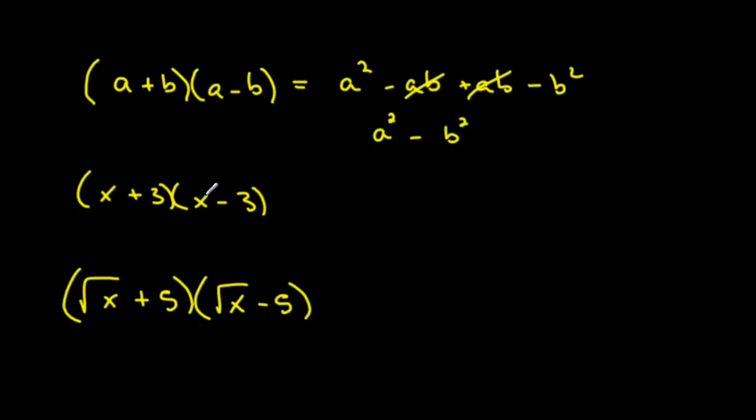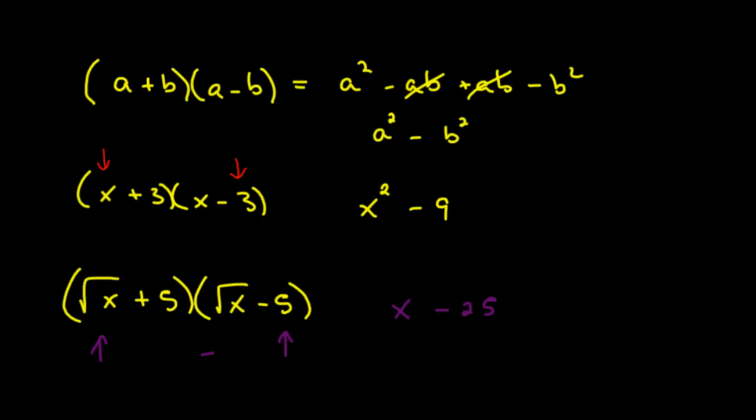So if we have x plus 3 times the quantity x minus 3, this simply just becomes x squared minus 9, squaring the first term, squaring the last term, keeping your minus sign in the middle. If we do the last one here, square root of x times square root of x is just going to be x, minus radical 5 plus radical 5, x minus 25. Okay, so again, just square your first, square your last, and put a minus sign in between. Alright, it's a nice little shortcut.